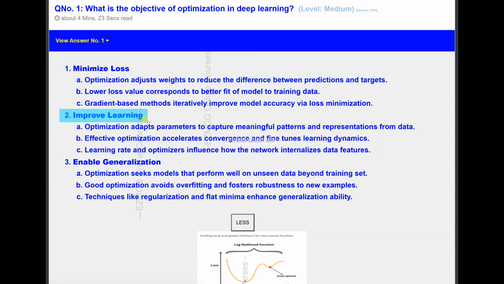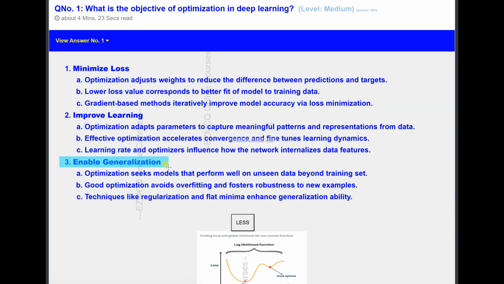That is the objective of optimization. So what the optimization does is drive how neural networks learn from data by updating the model weights effectively. So when it is done, it is ensured that the models converge efficiently and they adapt to complex tasks. Okay, so that's the second objective. So what is the third objective?